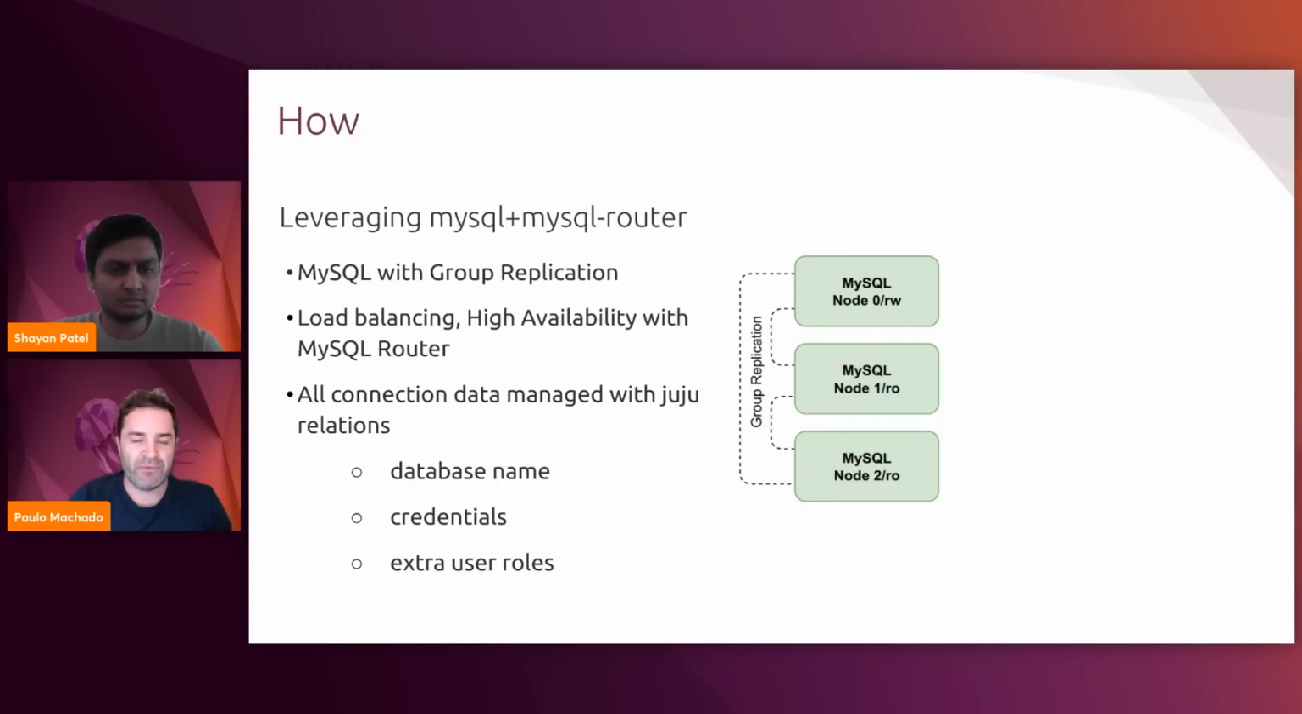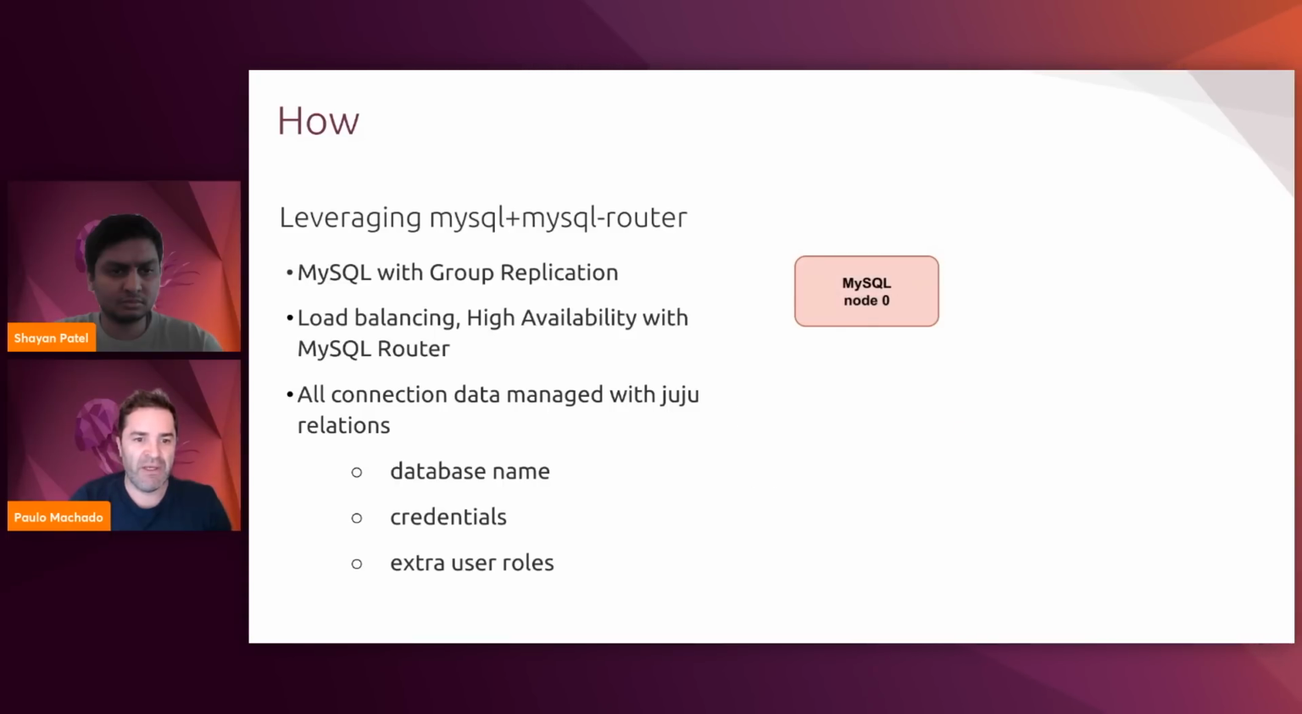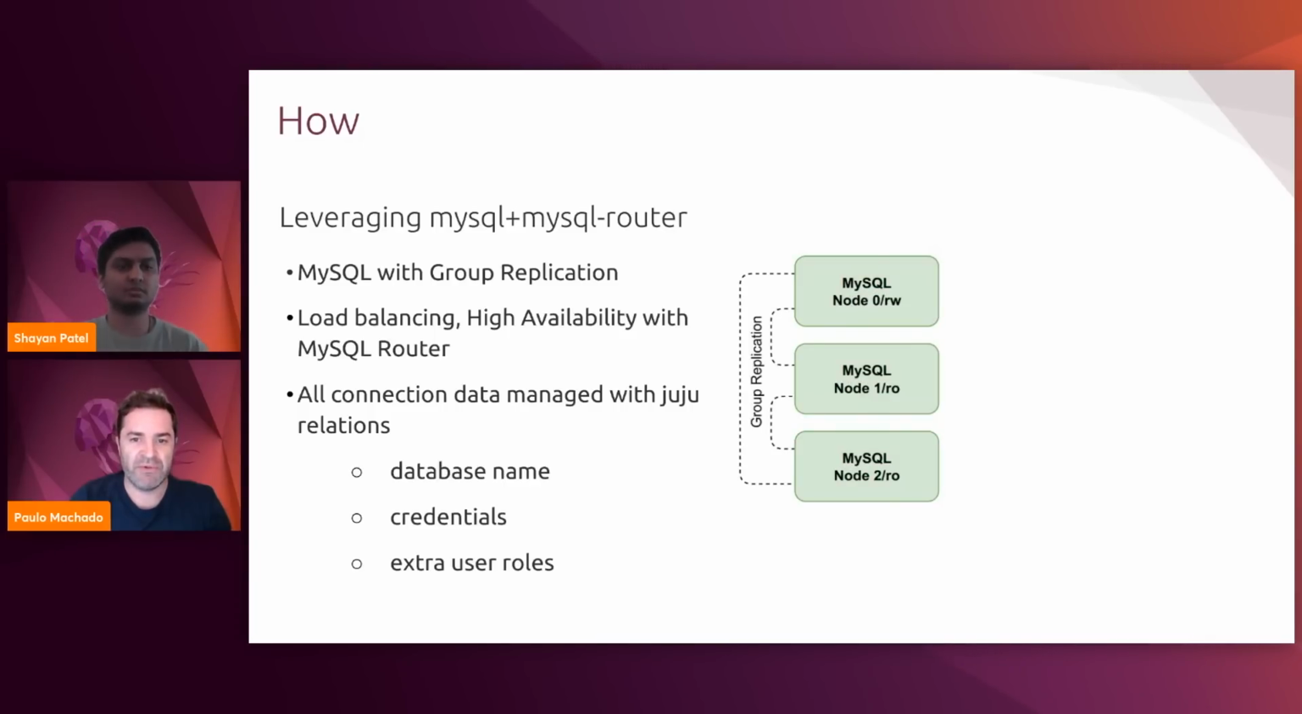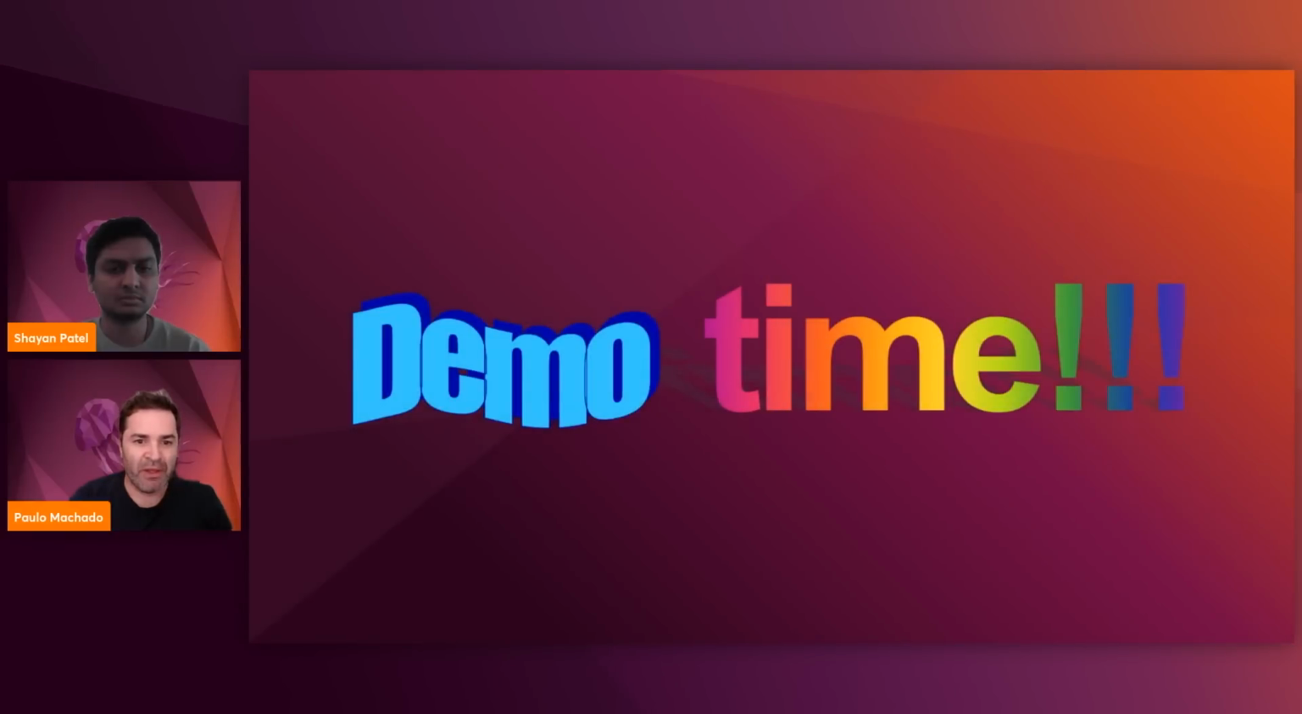The information that is needed for the operators to relate to each other is all transmitted within Juju relations. So things like database name, credentials, and extra user roles. For instance, MySQL Router requires some extra user roles in order to bootstrap itself before becoming the database proxy. There's no better way to show it than with a demonstration. So let me spawn my demonstration and we can exemplify all we are doing here.